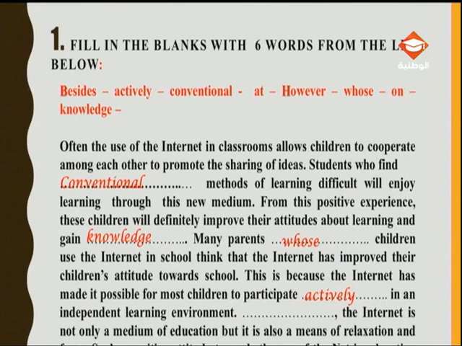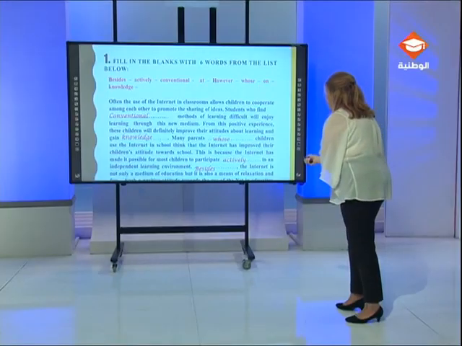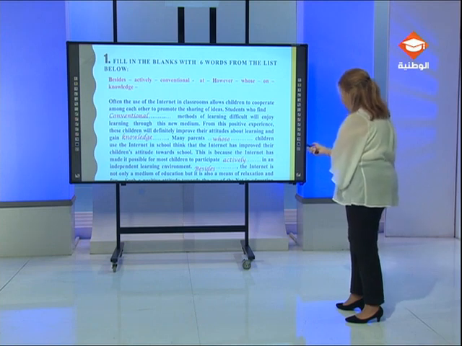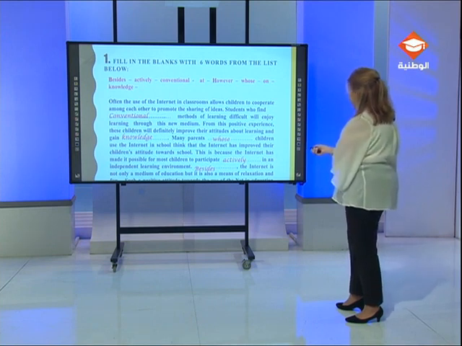Then, the internet is not only a medium of education, but it is also a means of relaxation and fun. So what am I doing? Am I expressing a contrast, or am I adding information? Here, I'm adding information, and therefore, the correct word is besides. Sorry for the last word, it's cut off, so we cannot see it on the screen.